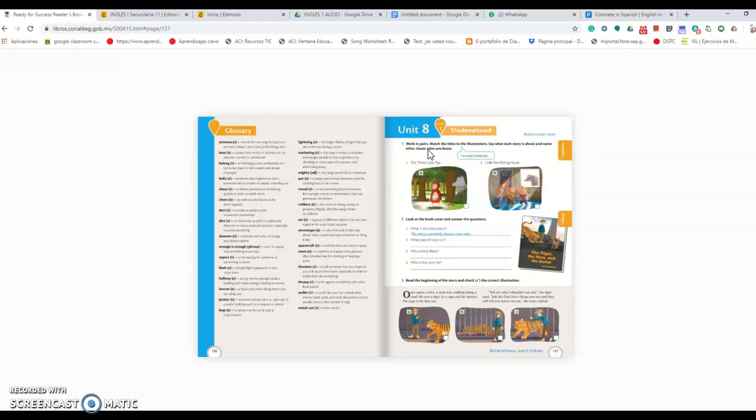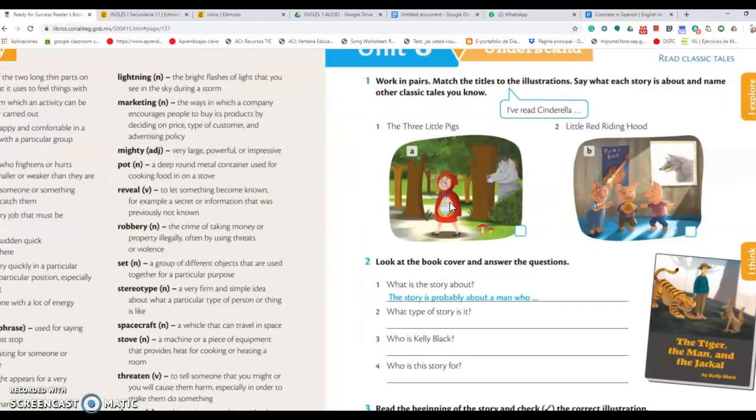So first of all, remember the mind map we made last class? Remember? So can you mention some of the titles that we wrote on the board, such as Puss in Boots, Little Red Riding Hood, Sleeping Beauty, Cinderella, Rapunzel, Dumbo, Peter Pan, right? Okay, so according to this, we're going to look at the pictures we have in this part.